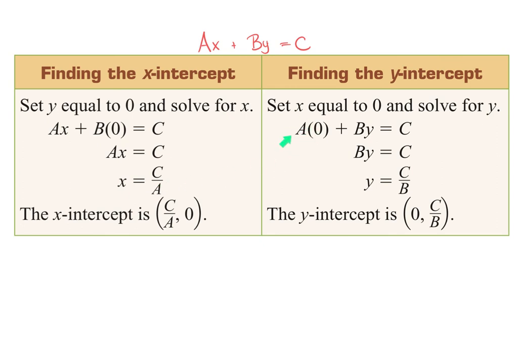Also true for y. If I zero out my x, then when you work it out, my y-intercept will always be my constant over my coefficient of my y, which is my b. Okay? So these will always work. You can always plug it in and solve, or you can literally just take your constant divided by your coefficient. And that will be your x or your y-intercept, depending on which coefficient you've divided by.